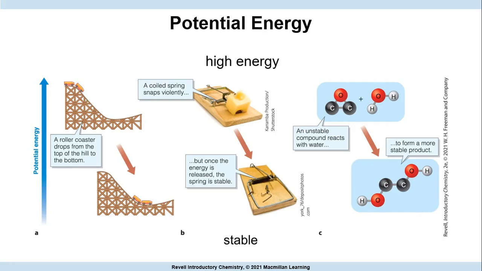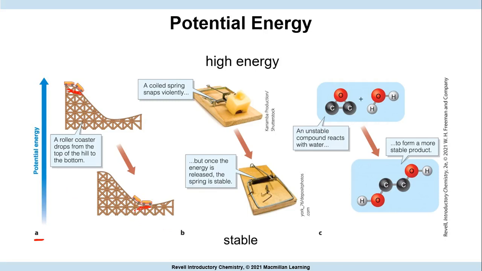Now let's look at potential energy. Let's take the first case here, A. We are looking at a roller coaster that is dropping from the top of a hill to the bottom. So it has a potential energy at the top here, so it is unstable. So when it moves to the bottom here, it becomes more stable.